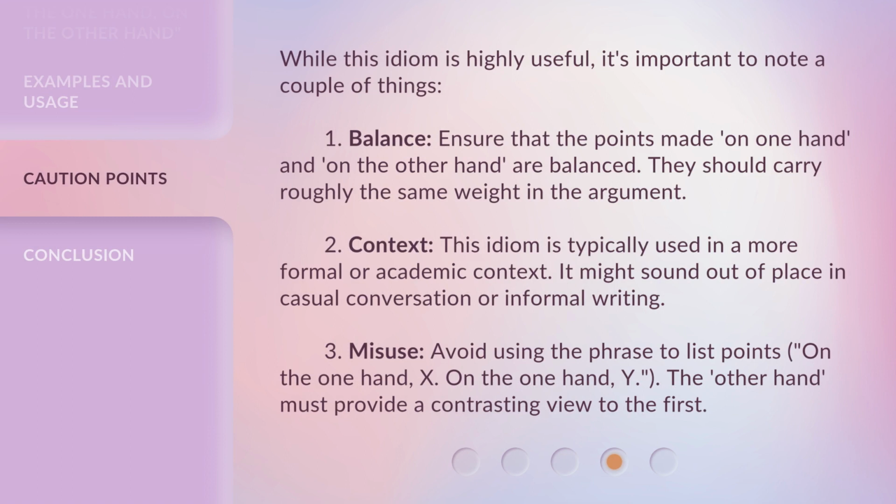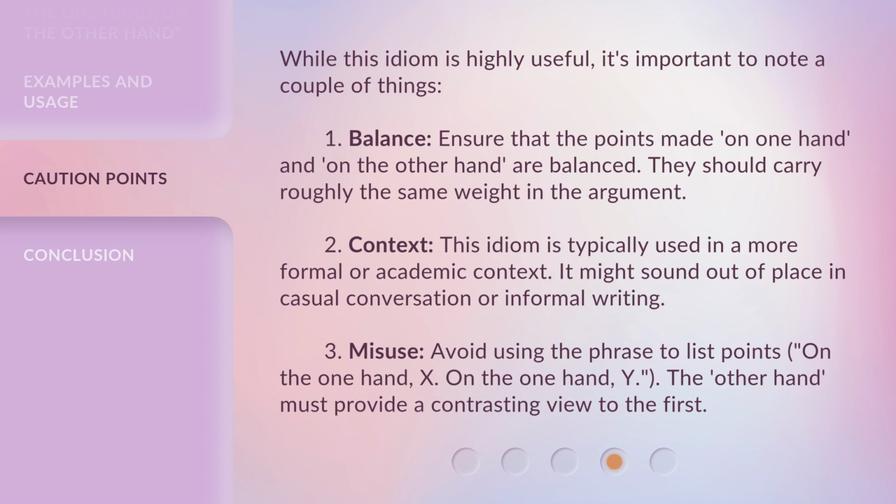While this idiom is highly useful, it's important to note a couple of things. 1. Balance. Ensure that the points made, on one hand, and, on the other hand, are balanced. They should carry roughly the same weight in the argument.